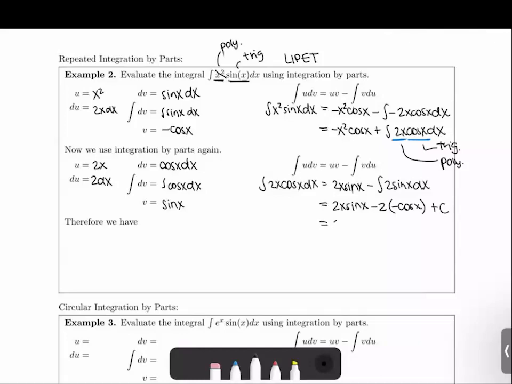The first thing I'm going to do is make that double negative into a positive. So this is 2x sine x plus 2 cosine of x. And then I'm going to add c.